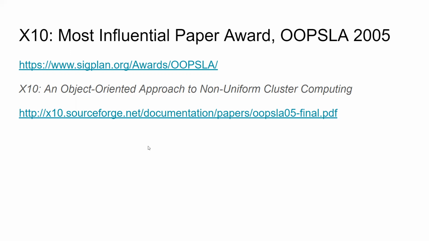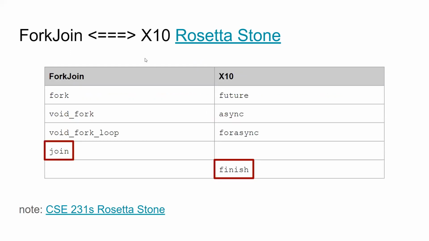One thing I want to talk about right now is called Finish. So this is a quick Rosetta Stone between some of the language you might hear in fork join versus X10. There are just different terms; different libraries use different things. What we call fork, they call future. What we call void fork, a task that didn't return anything, they called async. Both have parallel for loops. We call it the void fork loop, what they call the for async loop.